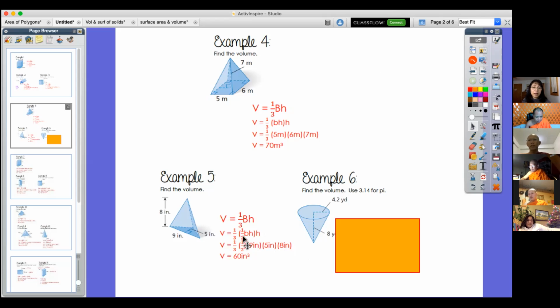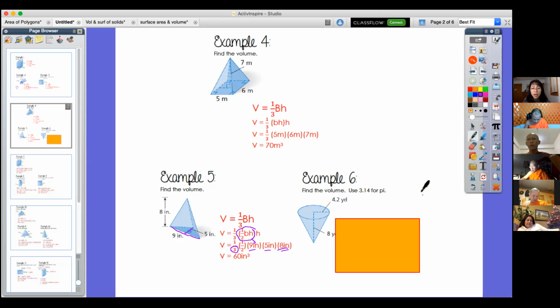Yeah, so the shape of your base is a triangle. So you take this triangle here, the base is 9, and the height of the triangle is 5. And then you divide by 2 because it is a triangle. So half base times height, that's your triangle here. And then after that, you multiply by 8, which is the height of your prism. And after that, you divide by 3.